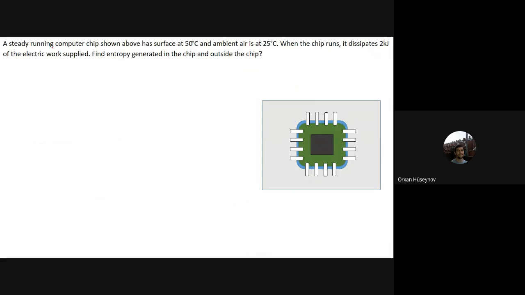So I have a steady running computer chip here. These terms are the hints. They are very important. It is shown above and has a surface temperature of 50 degrees Celsius. So this computer chip has a temperature of 50 degrees Celsius, which is its surface temperature. And the ambient air is at 25 degrees Celsius. So there is an ambient environment which has a temperature of 25 degrees Celsius.